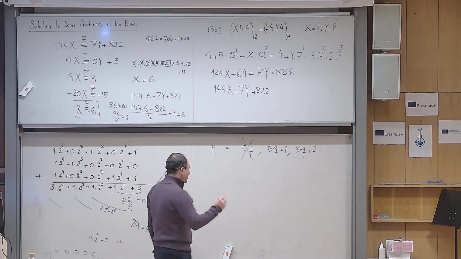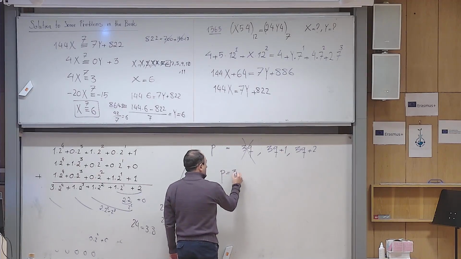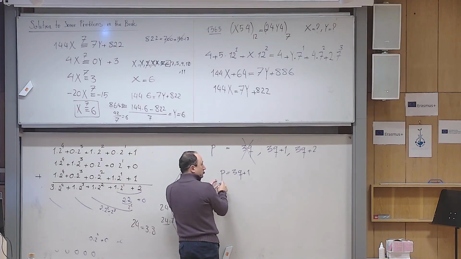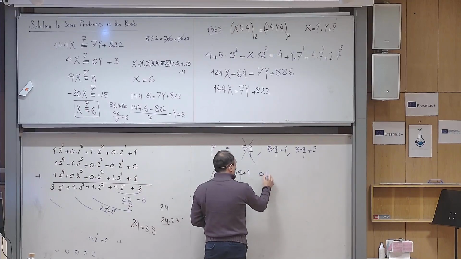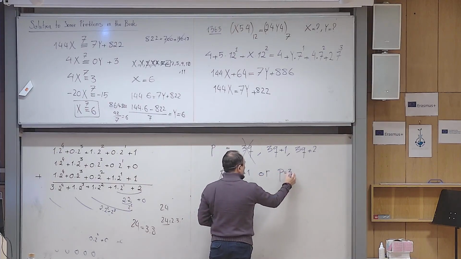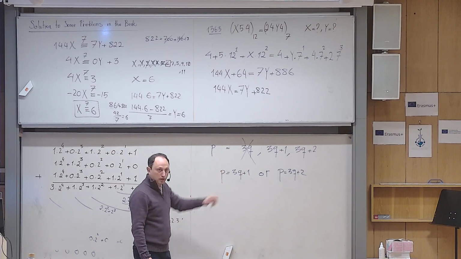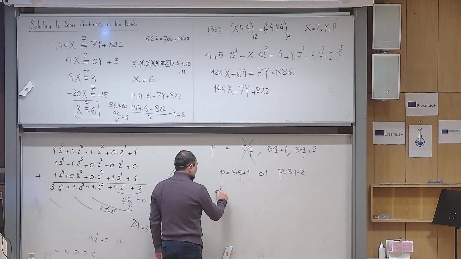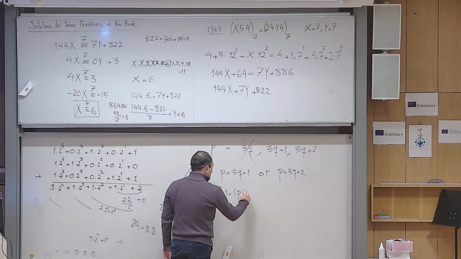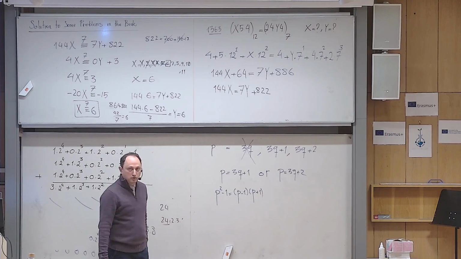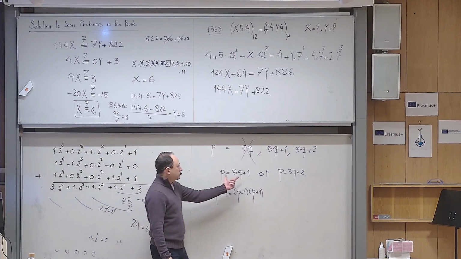2. Either P should be of this form or of that form. I am not claiming that every number of this type is prime. I am saying this prime is either of this form or of this form. Yes? Either this one or that one. But P squared minus 1, I can factorize it like this. Do you agree? Okay, I have 2 possibilities.